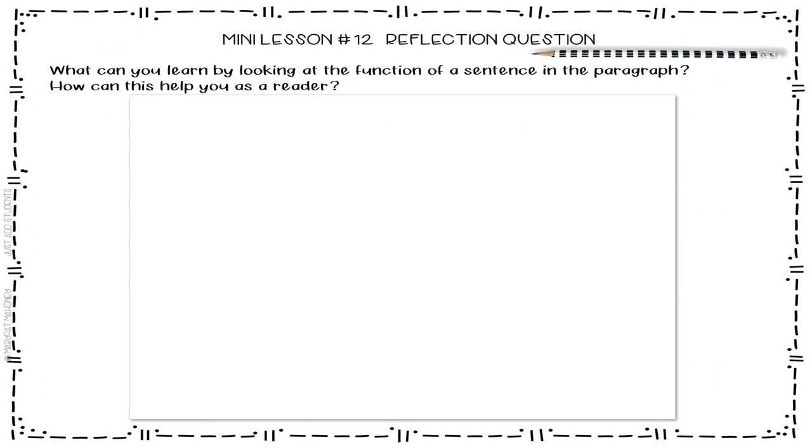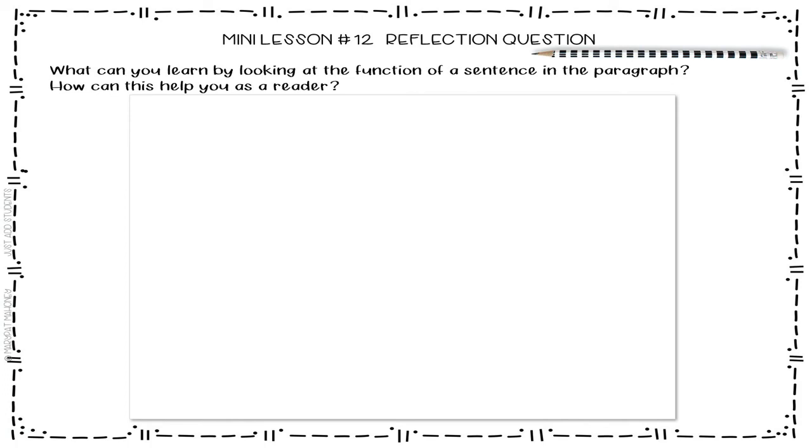Lastly, you're answering the question, in 4 to 5 sentences, of what you can learn by looking at the function of a sentence in the paragraph. What do we learn? Last time you told me why that particular sentence was in the text. But now I want you to think about why that sentence is in that particular paragraph. Why a paragraph starts with a sentence but doesn't end with a sentence.